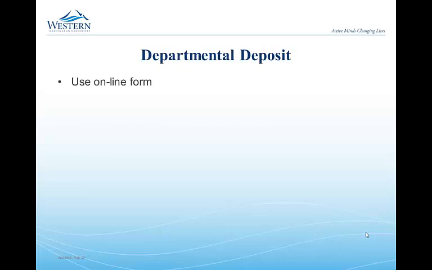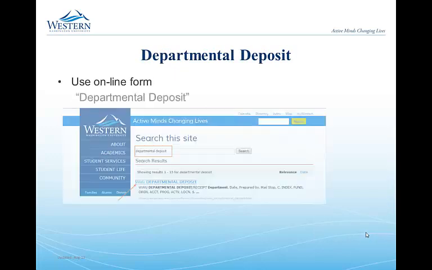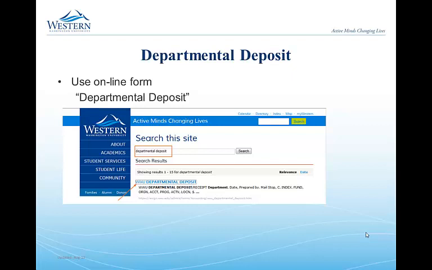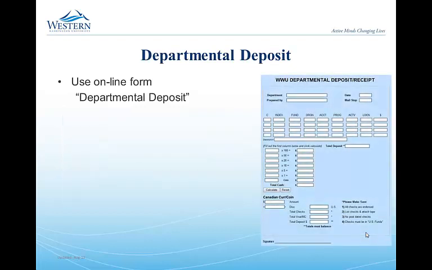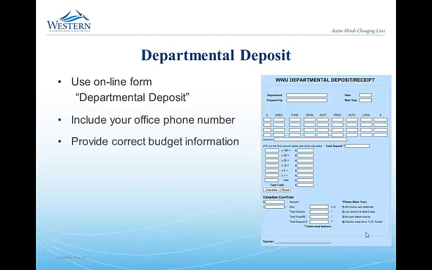The departmental deposit form can be found by searching for Departmental Deposit on Western's forms webpage. Here are a few things to remember when completing a deposit slip. Include your phone number. Remember to complete your budget string. You can use a fast index or the complete string. Either way, an account number is required.